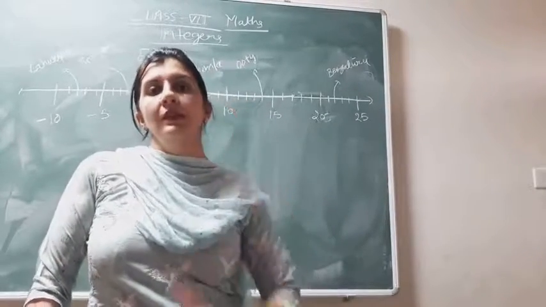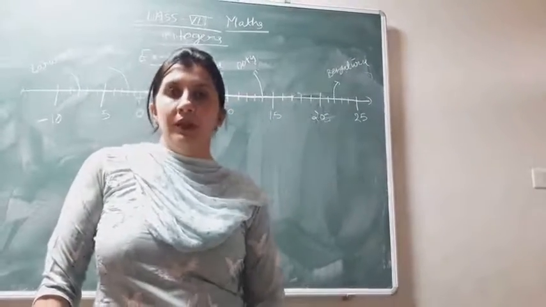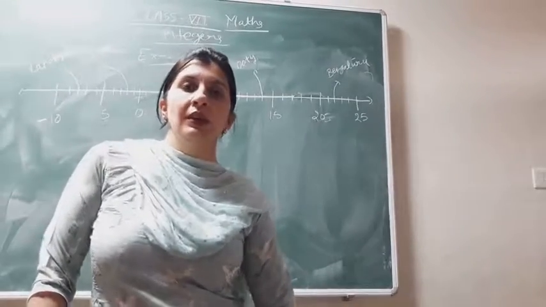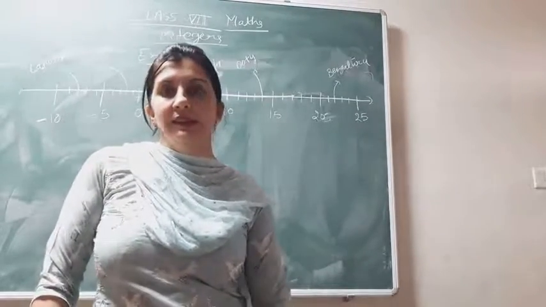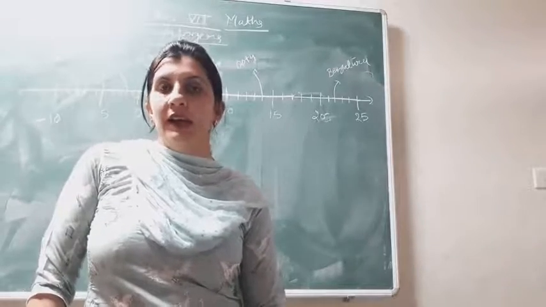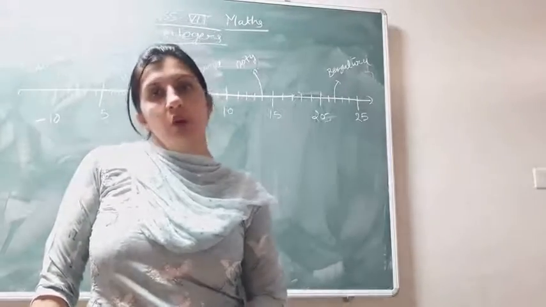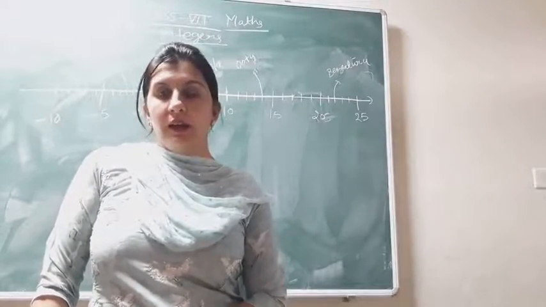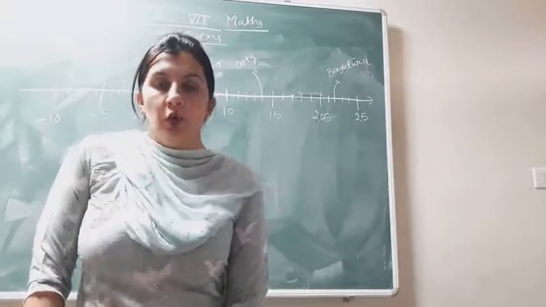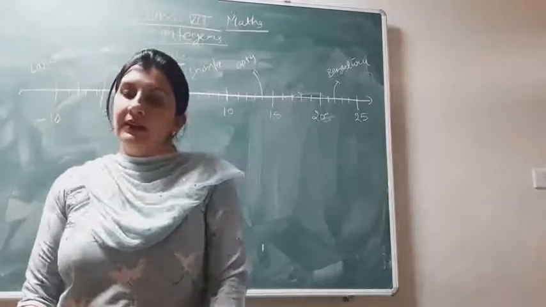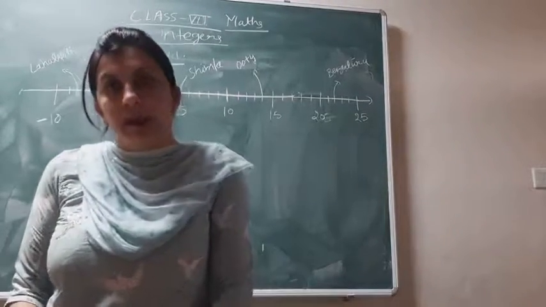So this is maths class. In the last class we tried to understand the concept of integers, how we can add integers, how we can subtract integers. What is an integer? A combination of positive and negative numbers including 0. So today we will start our exercise.